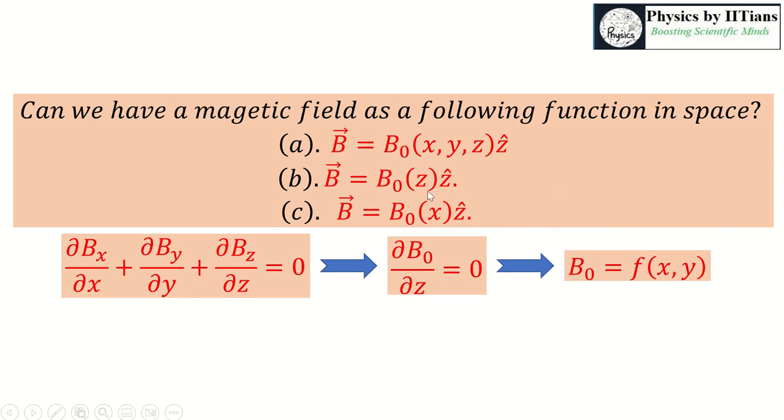Similarly, the B part can also not represent a valid function because it is also a function of z. But if you see the C part, it is given that B is directed along the z direction, but this B is a function of x only. And that means this is satisfying the divergence B condition, and thus option C represents a valid magnetic field.